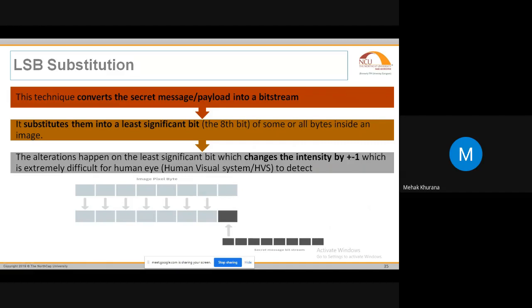Because we are saying this is 1, this is 2, this is 4, this is 8, this is 16, 32, 64, then 128. So the last bit that we are going to replace is 0 or 1. If I change that particular bit with the message, the intensity will change by +1 or -1, that is, it will be your 0 or it will be your 1. So I can change it in this form with the help of the LSB.